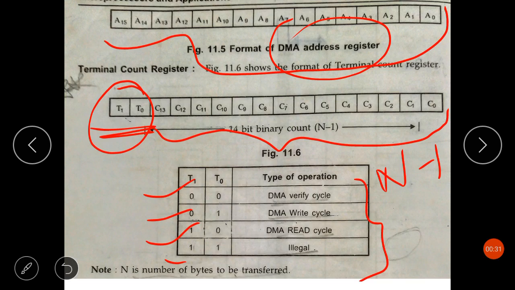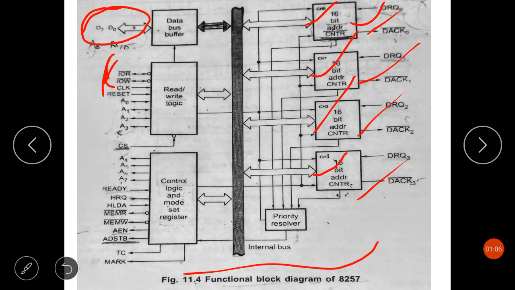Now I told you that the DMA address register stores the address of the memory location which is going to be accessed first, either for writing data into the memory or for reading data from that memory. And the terminal count register stores the count, that is the number of data transfer cycles that is going to be performed. And T0 T1 will give you the status of the DMA cycle, what type of DMA cycle is being performed.